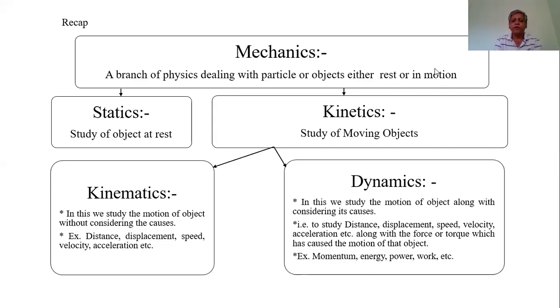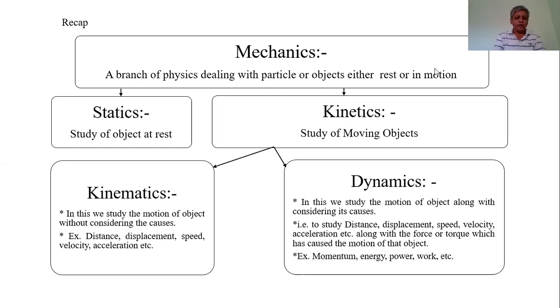Mechanics can be divided into two branches, statics and kinetics. Statics is the branch of mechanics in which we study objects which are at rest. Rest situations la jar astil tar tyancha babat ja tikani abhyas kela jato, that is called statics. Another branch of mechanics is kinetics. In kinetics, we study objects which are in motion, that means the study of moving objects. Also, kinetics can be divided into two branches, kinematics and dynamics.